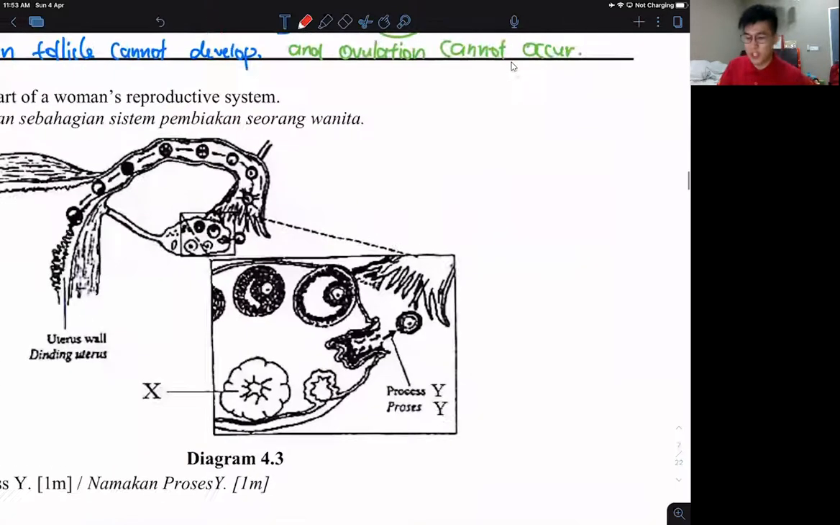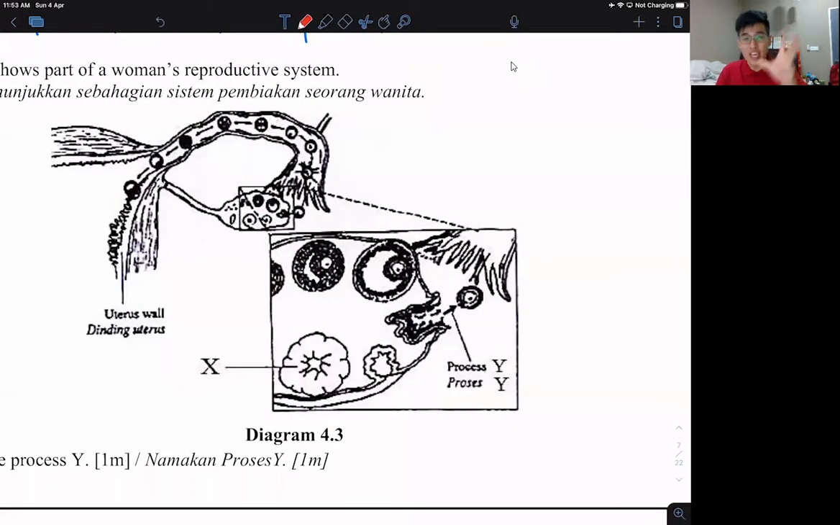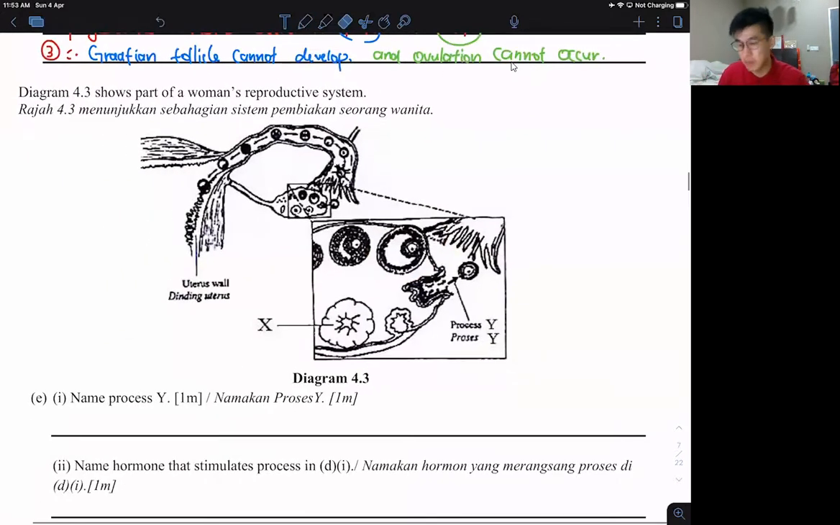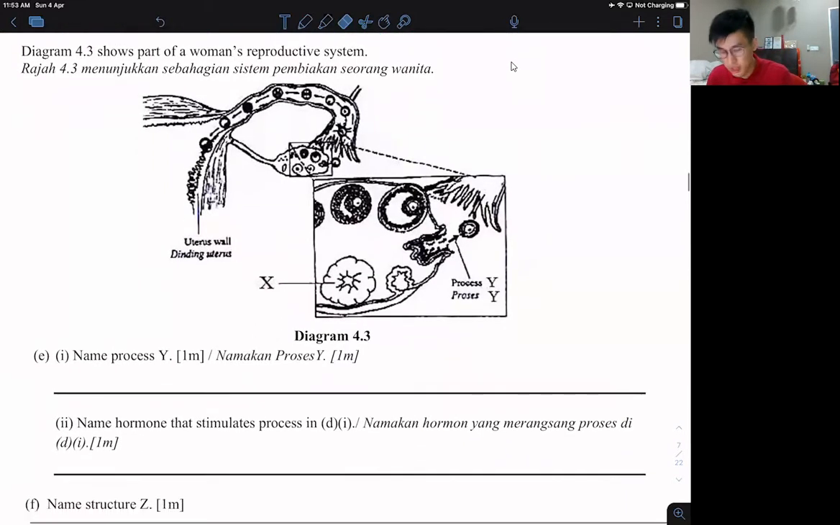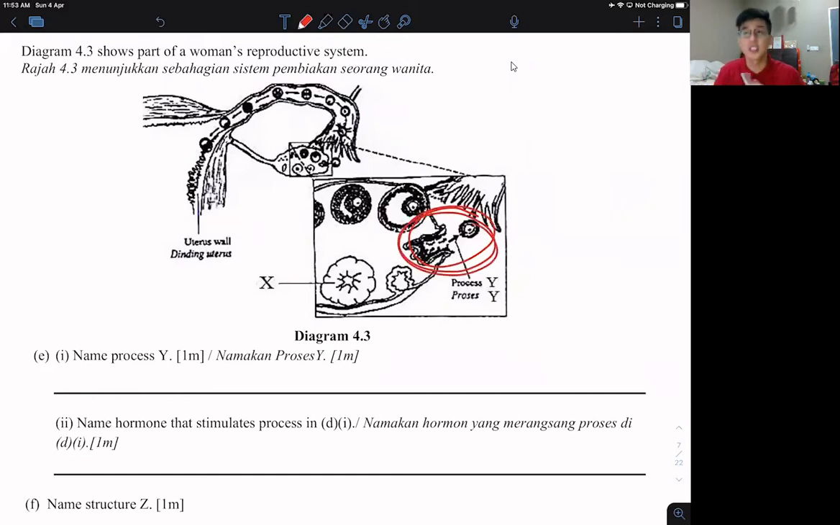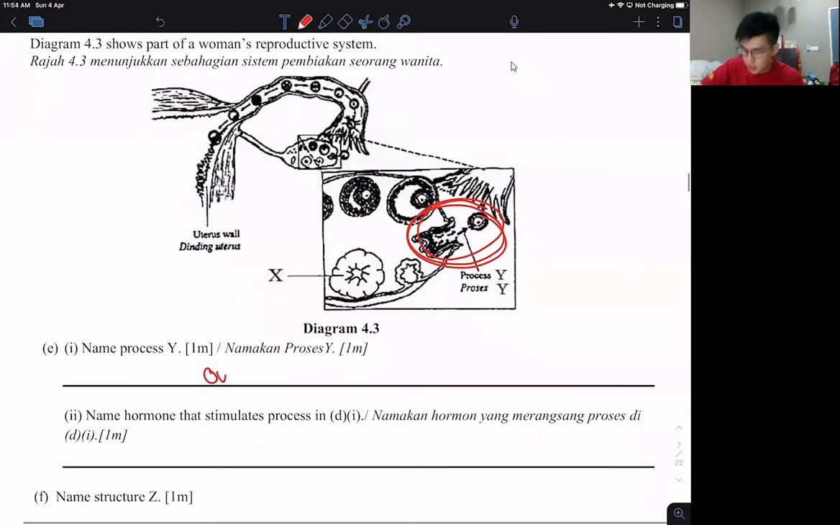Okay, next one, 4.3, last few. So this is a very common question. You can see they give you the ovary, then they show you the Graafian follicle over here, and then the process Y, and then you have X. Similar to what we went through just now. Name process Y. Again, we did this already. This is ovulation. Very good.